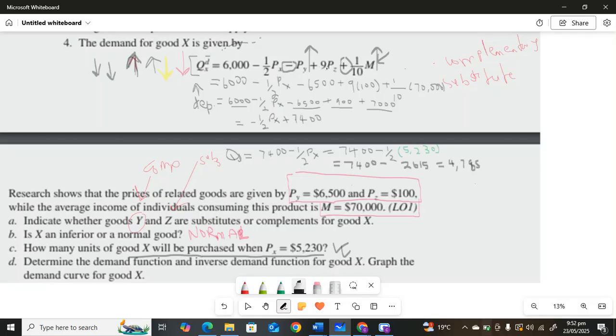Yes, then for PZ, it's a substitute good. If the price of good Z goes up, it means it becomes expensive, so customers buy more of good X. They substitute good Z with good X.